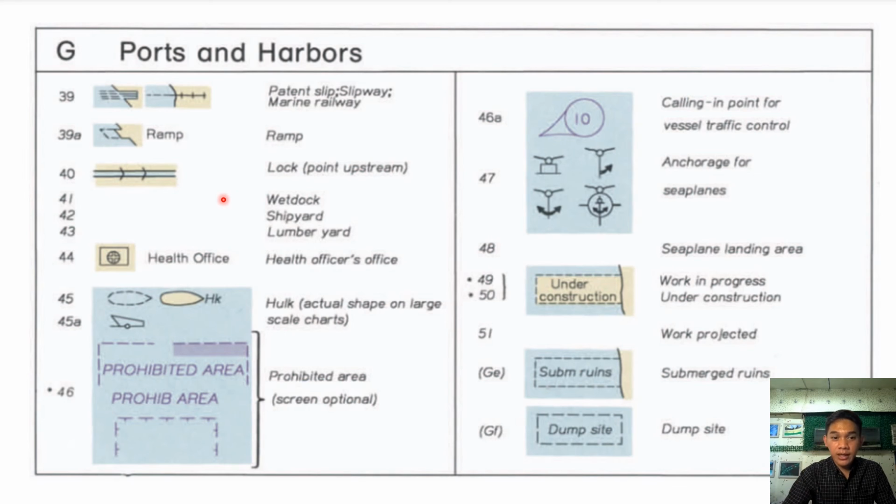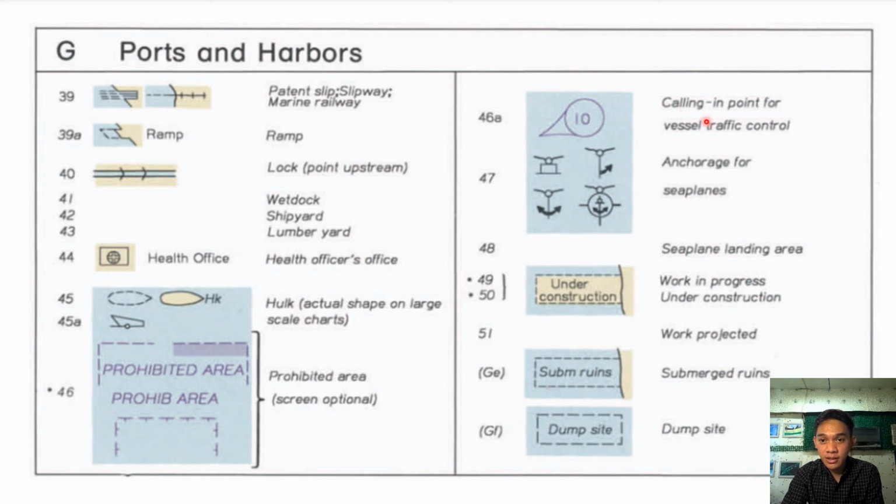Next is the health office. So health office is a rectangle with a circle and a cross on the inside. So health officer's office. The next is for hulk, actual shape on large scale charts. So on a large scale chart, this contains the actual shape, like the meters and etc. So HK, this right here, HK. And then the prohibited area. So this can be easily seen on the chart, and you can easily understand what that means. Prohibited area, meaning you cannot go into that area.